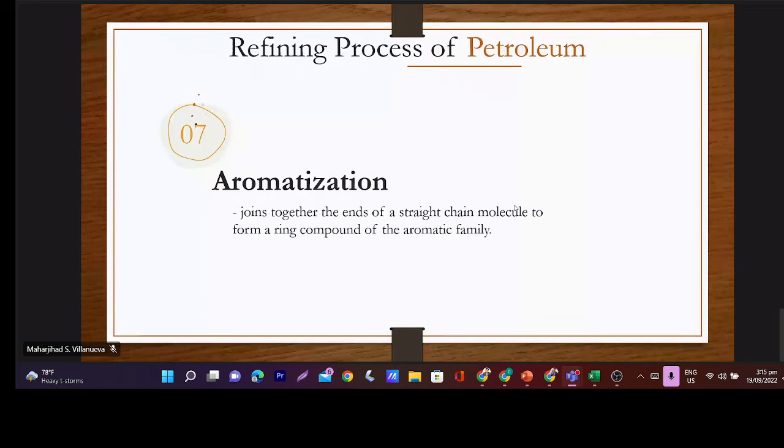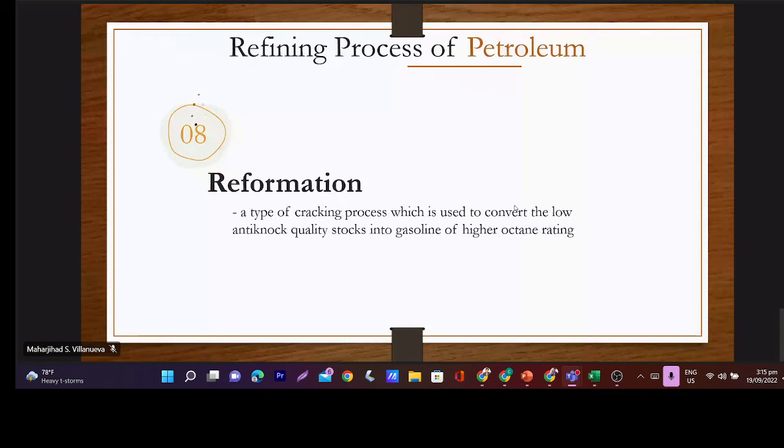Reformation. A type of cracking process which is used to convert the low anti-knock quality stocks into gasoline of higher octane rating. It does not increase the total gasoline volume. In order to understand reformation, we must know what is octane number and its relation to anti-knock quality.